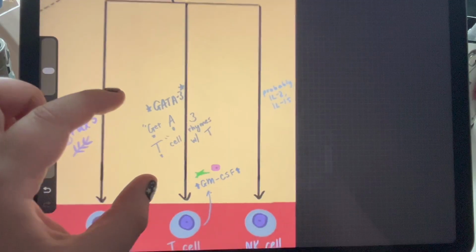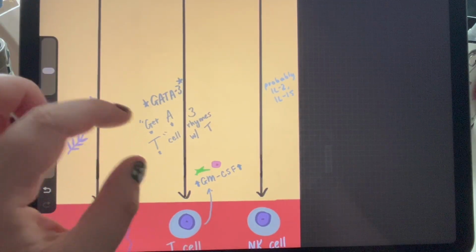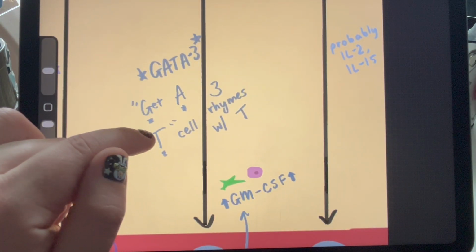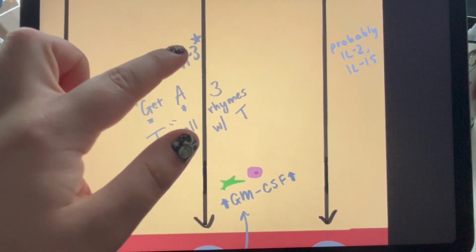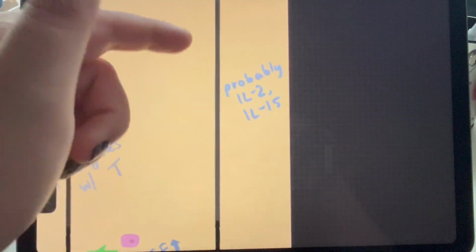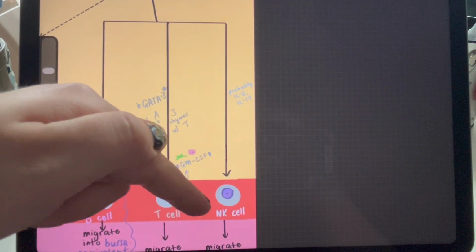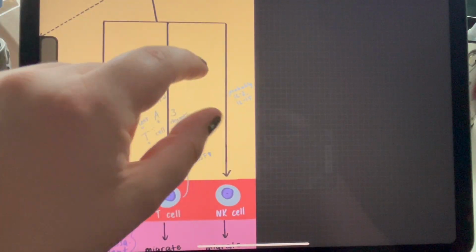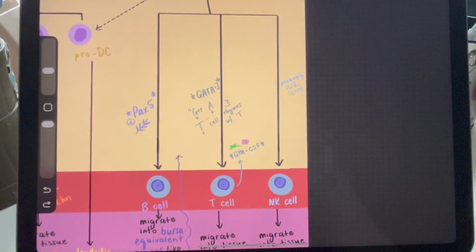And then this one over here, GATA3. The way that I'm remembering this one is get a T cell, so GAT, and also 3 rhymes with T, so GATA3. And then this last one over here, they don't know the exact mechanism for why it would be driven towards a natural killer cell, but they say it's probably these cytokines, IL-2 and IL-15. Don't really think you need to know that.